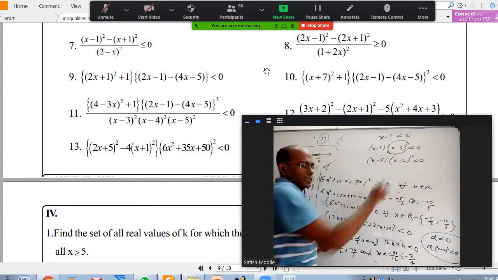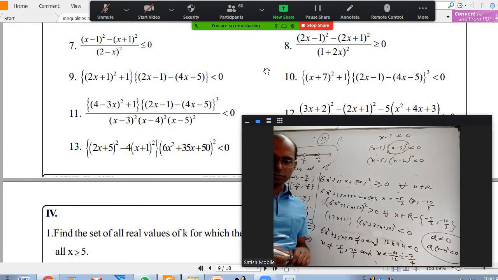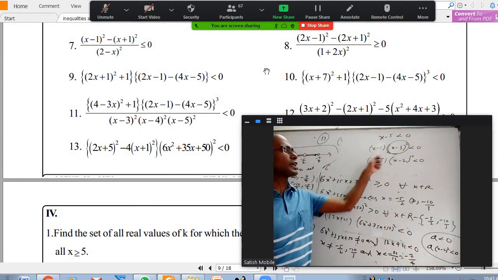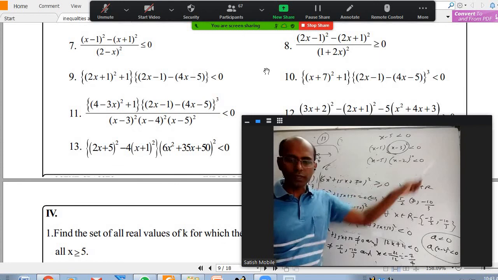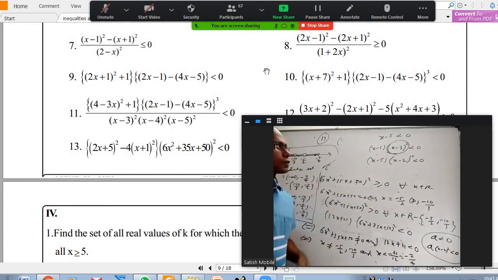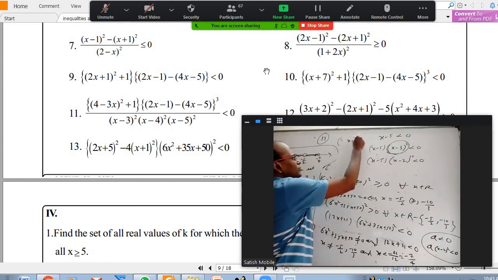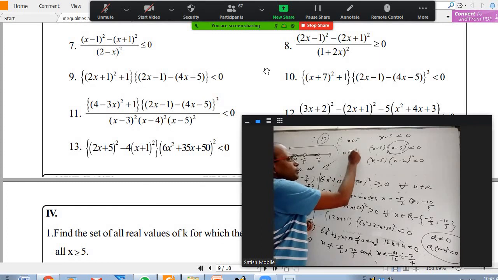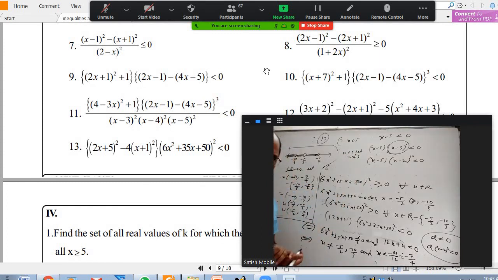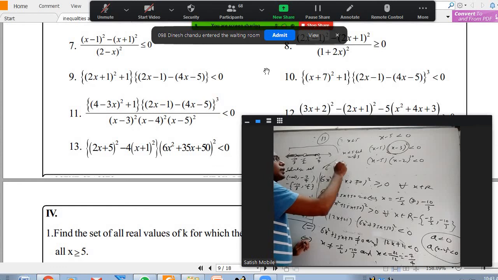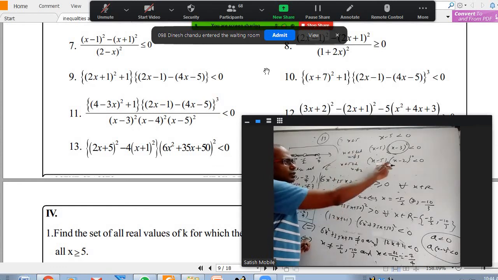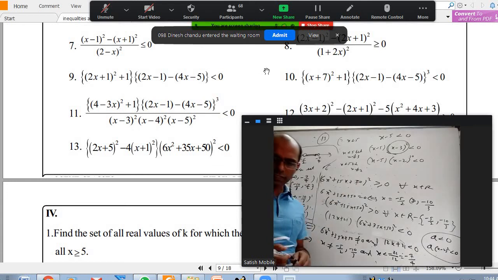I can send that to the other side, but there is one number where it is 0, and that makes, even though it is negative, negative into 0 will be 0, and it will not be less than 0, it will be equal to 0. So here the answer is x less than 5, but x should not be 3. What about this answer? Minus infinity to 5 except 2. Yeah, here also minus infinity to 5, but x should not be 2, because only at 2 it will become 0, and 0 cannot be less than 0.